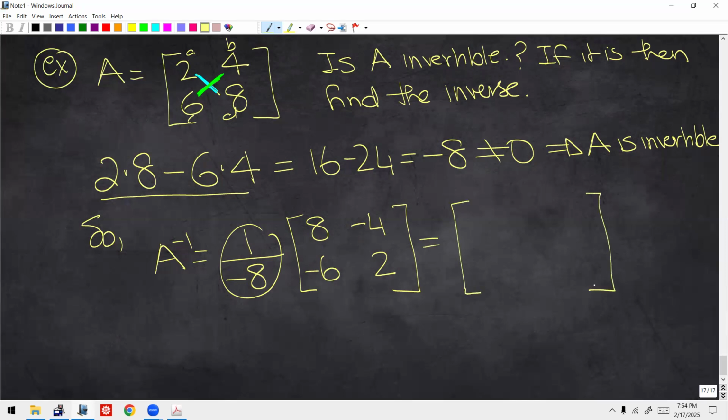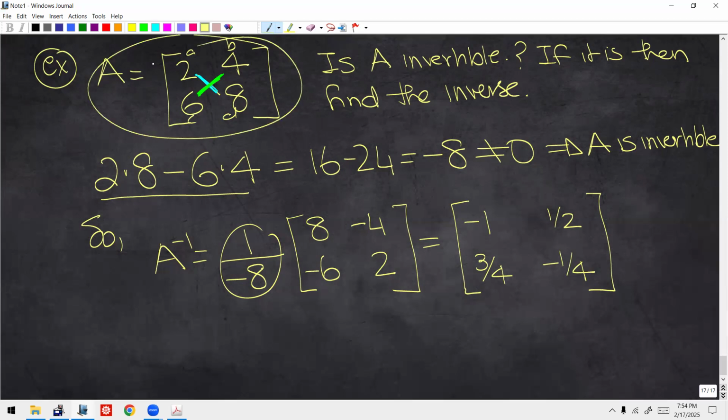So 8 multiplied by 1 over negative 8 will give you negative 1. Negative 4 multiplied by 1 over negative 8 will give you 1/2. Then negative 6 multiplied by 1 over negative 8 will give you 3 over 4. And this will give us negative 1 over 4. So this is the inverse of this matrix. So you can see how easy it is to find. You can do it really quickly.